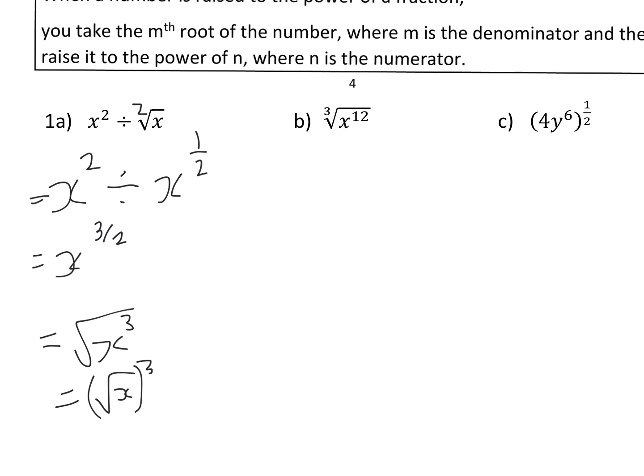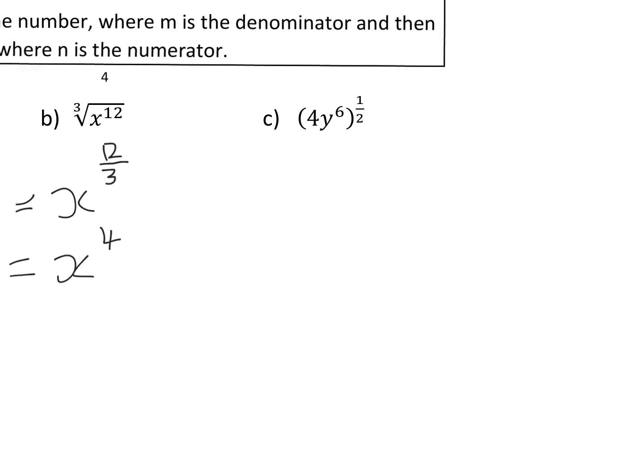Okay, part B. We've got x raised to the power of 12, and it is cube rooted. Because there is a root involved, if we're going to write it in index form, it needs to be a fraction. The root is your denominator. So it's a cube root, so it's a third. And then you're raising it to the power of 12. 12 will become your numerator. Now, sometimes you'd stop there, but here we can actually do 12 divided by 3, which is 4. So that's x to the power of 4.